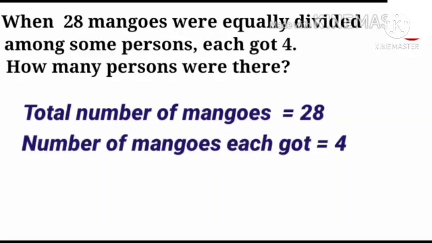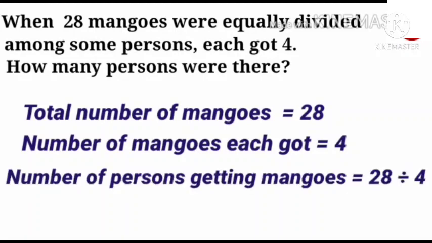Here, we need to divide 28 mangoes with 4 each. That is, if each is given 4 mangoes, number of persons getting mangoes equals, yes, 28 divided by 4. You know, 7 fours are 28. So, 28 divided by 4 is equal to, yes, 7. How many persons were there? There were 7 persons.